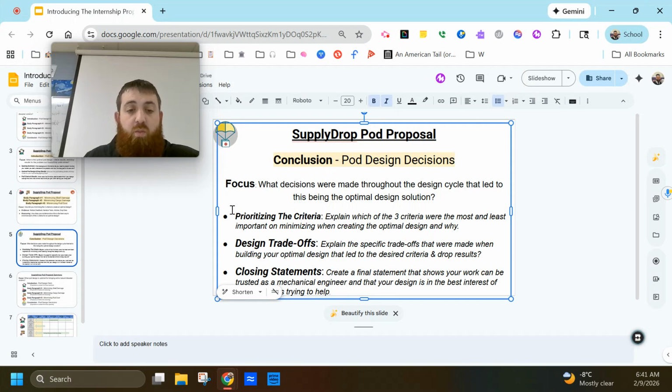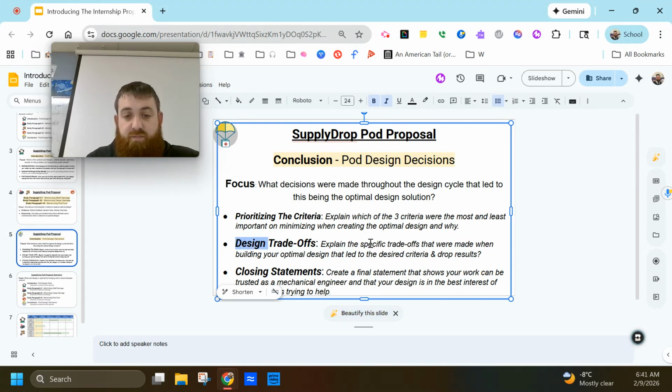The first one being prioritizing the criteria. Okay, explain which of the 3 criteria are the most and least important to minimizing when creating your optimal design and why. So this is where you focus on, here's how I prioritize my criteria. Shell damage was first, pod damage was first, cost was first, and why. Why are those things first, second, and third?